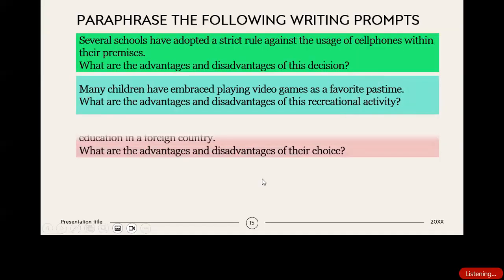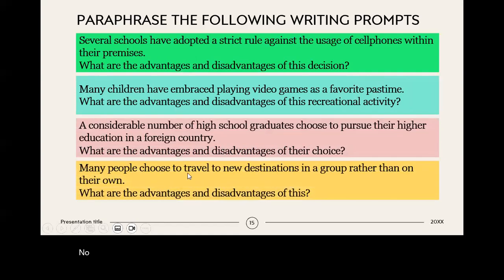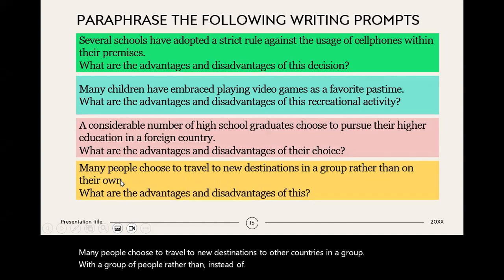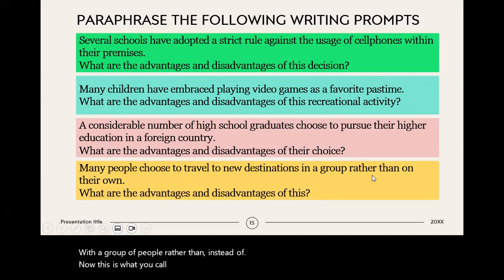Now, many people choose to travel to new destinations, to other countries in a group. They travel with a group of people instead of on their own, alone. This is what you call solo traveling, when you travel alone. And then we have group traveling, when you travel in a group of people. Now, what are the advantages and disadvantages of this?